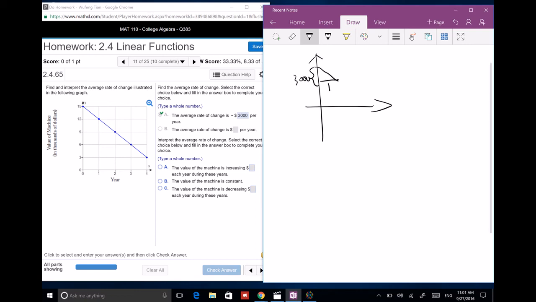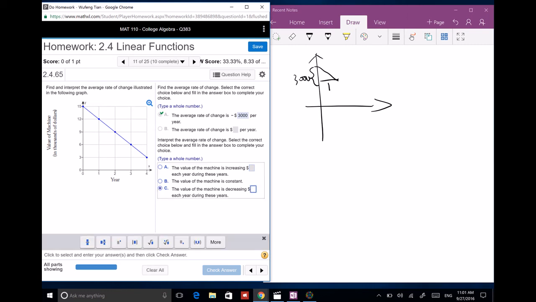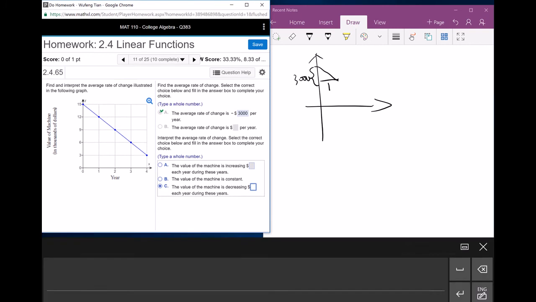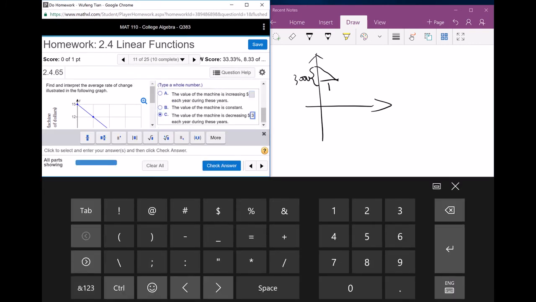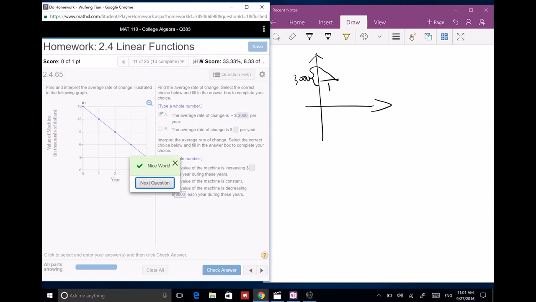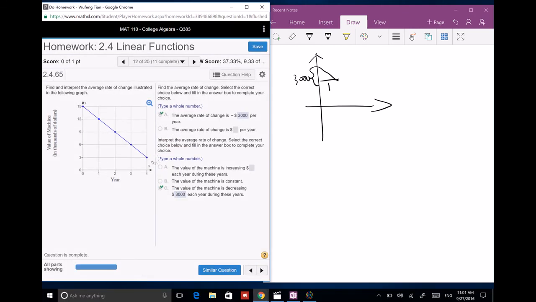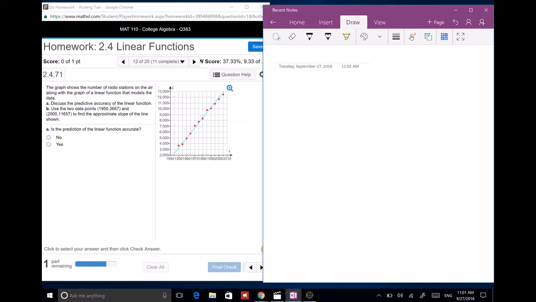Okay, and then interpret the average rate of change: the value of the machine is decreasing 3,000 a year. Just type that in. Okay, pretty simple one. Is the prediction of the linear function accurate? We can tell almost all the points are on the line. So yeah, it is pretty accurate.